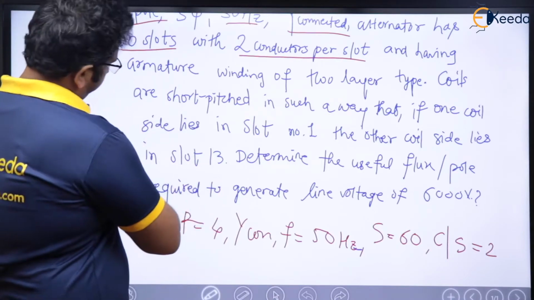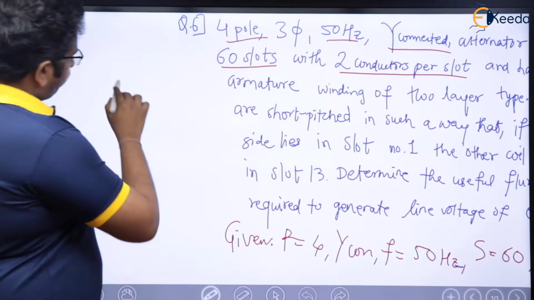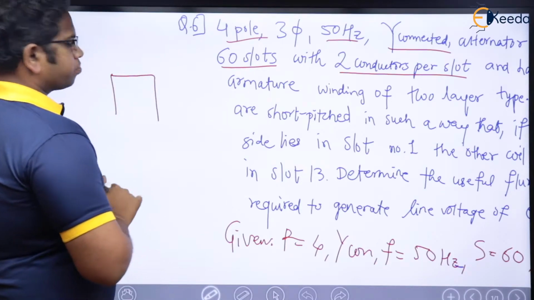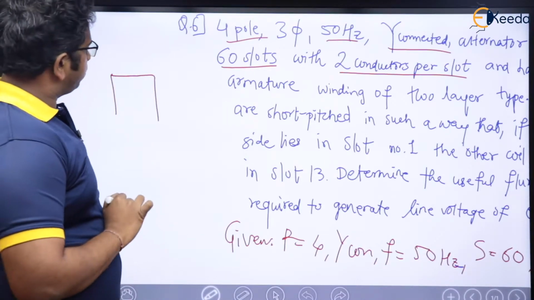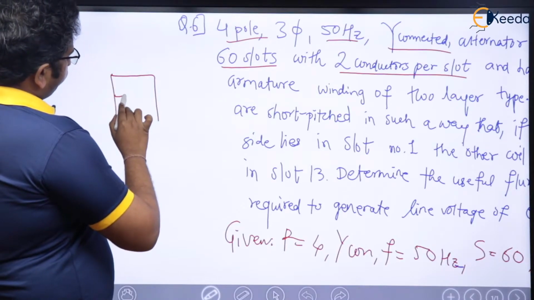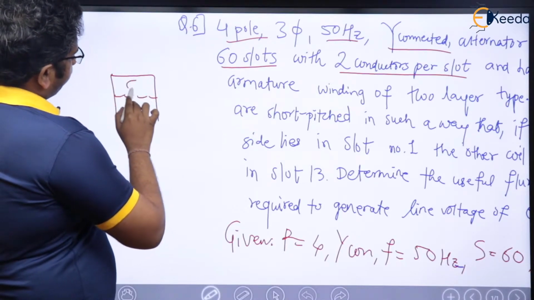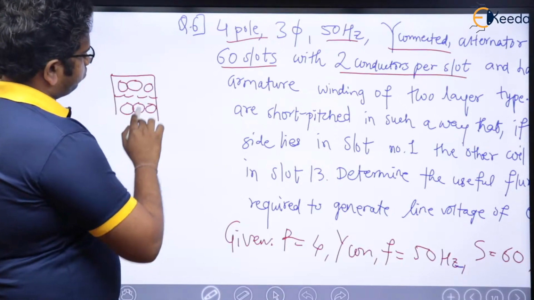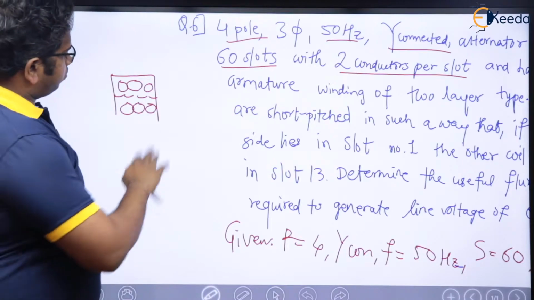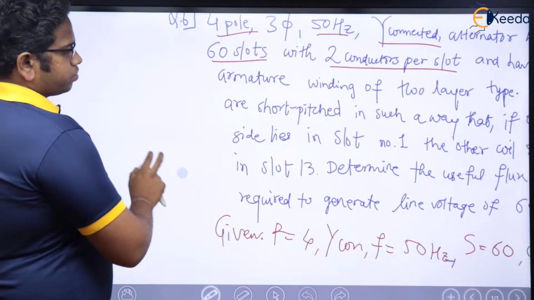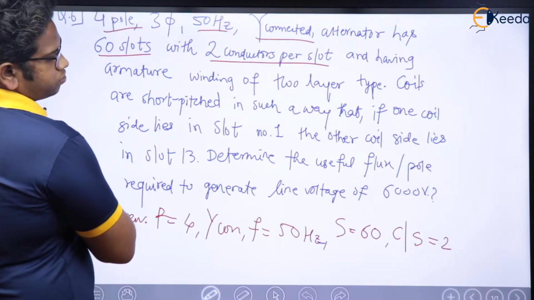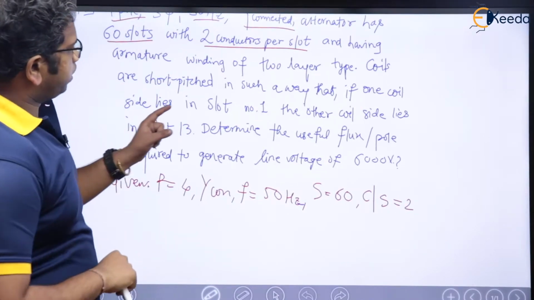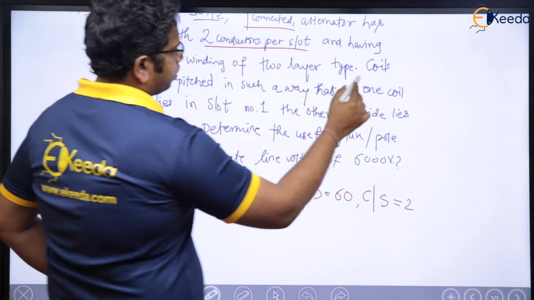Two layer in the sense, just for explanation purpose. For example, this is one slot. Then this is going to have two layers this way, and then winding will be distributed like this. Two layer. That's it. Nothing else. This is what two layer is. Anyway, see here. Focus. Very simple. What is next? See, two layer is done.